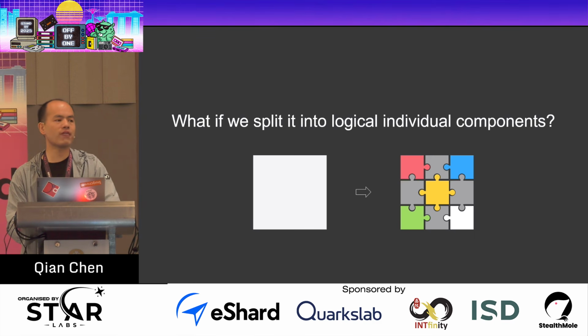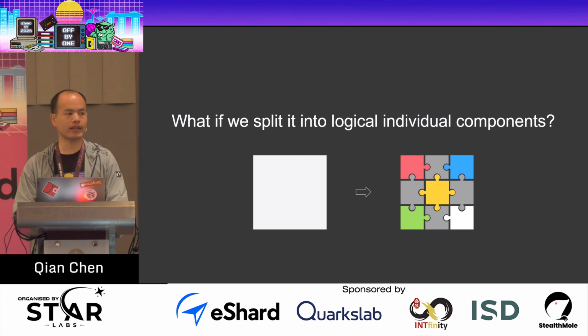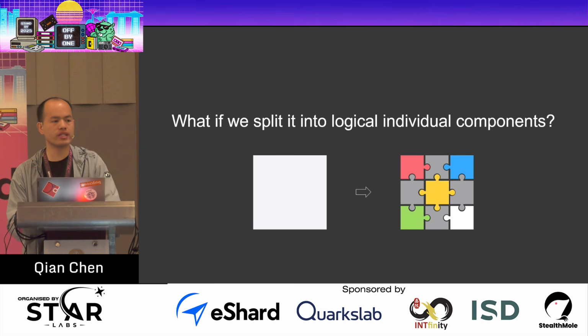Given the challenge posed by FortiGate's monolithic binary structure, we ask ourselves, what if we split it into logical individual components? By breaking down this monolithic structure into logical components like HTTPSD, SWMD, we could focus our patch Diffing efforts only on the specific components relevant to the vulnerability we are investigating, thus making the patch Diffing process significantly more efficient and targeted. So here comes the question: how can we achieve this separation in practice?